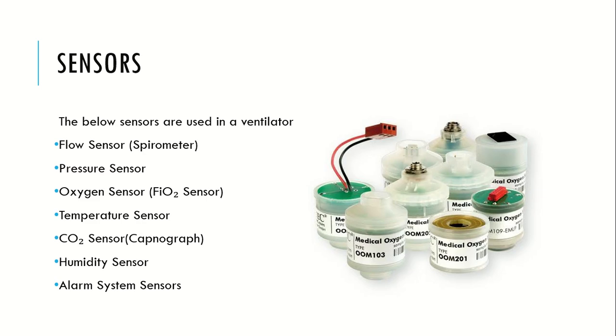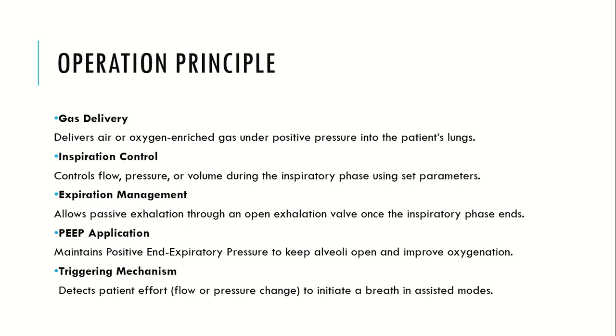So the sensors used here are the flow sensor, spirometer, pressure sensor, oxygen sensor, temperature sensor, carbon dioxide sensor, humidity sensor, and there are alarm system sensors to alarm about high or low pressure and other things that happen inside the machine. The picture here shows various types of sensors used in the ventilator.